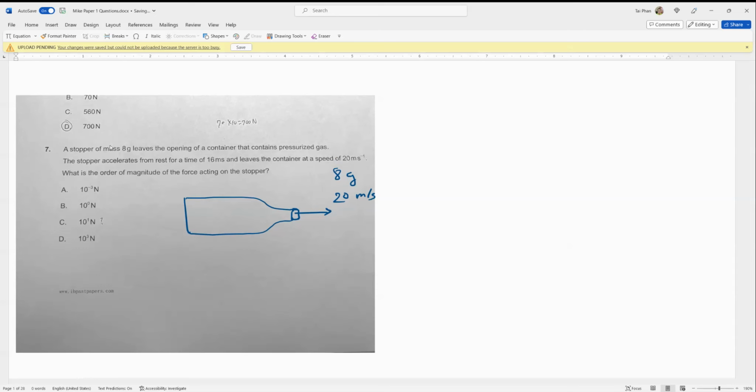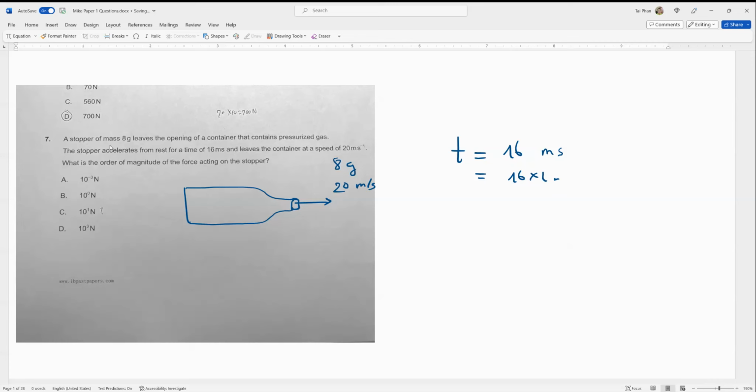The stopper accelerates from rest for a time of 16 milliseconds. We already know the time, 16 milliseconds. Of course, we need to convert it into the SI unit: 16 times 10 to the negative 3 seconds. The speed is 20, so we have the change in momentum. The question asks for the order of magnitude of the force acting on the stopper. We have a formula in the data booklet: the force equals the change of momentum divided by the time. Another form in the booklet is force multiplied by time equals the change in momentum, and the product, force multiplied by time, is called the impulse.